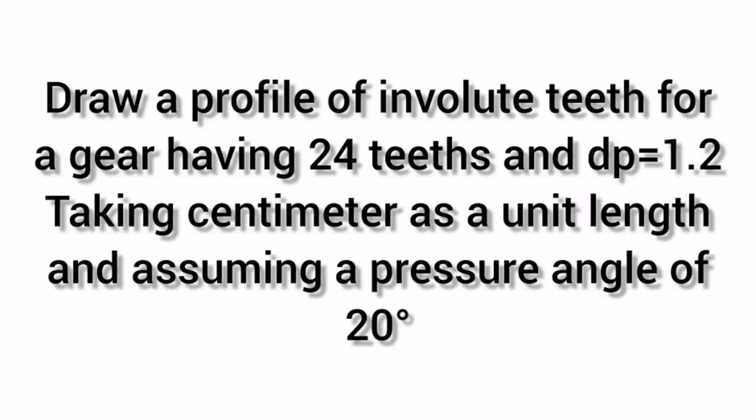In this video, we are going to be learning how to draw a spur gear using this question. Draw a profile of involute teeth for a gear having 24 teeth and dp equal to 1.2, taking centimeter as a unit length and assuming a pressure angle of 20 degrees. So let's pick out our parameters.